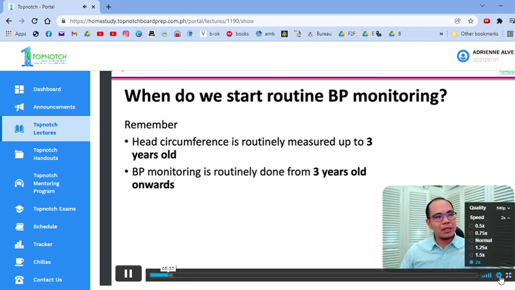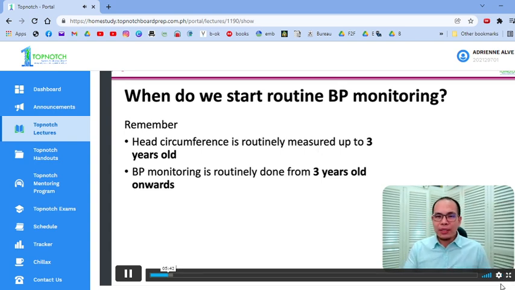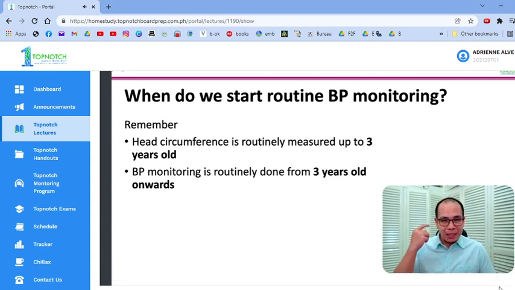Okay, head circumference is routinely measured up to 3. So from birth up to 3 years, when you have a patient for consult, you have to routinely check the head circumference. From 3 years onwards, you don't have to routinely check the head circumference anymore, but you do have to check the BP. Okay, routinely. Why am I emphasizing the word routinely?